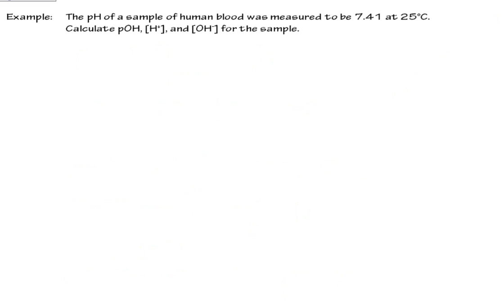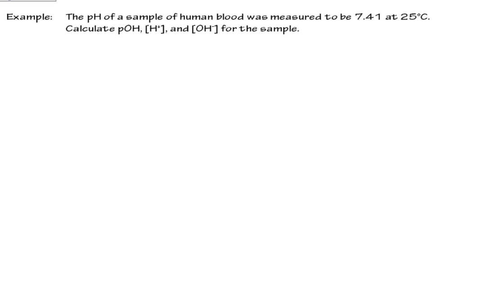Another example. All right, this one's going to ask us for everything. The pH of a sample of human blood is measured to be 7.41 at 25 degrees. Notice, too, that they're listing 25 degrees because that whole hydrogen times hydroxide equals 10 to the negative 14th was measured at 25 degrees. That is an experimental value at 25 degrees. We want the pOH, the hydrogen, and the hydroxide concentrations.